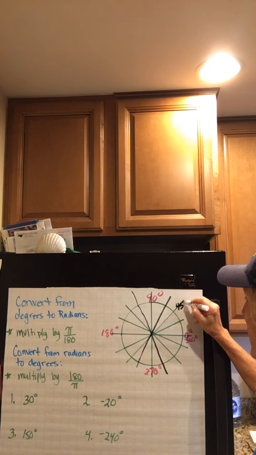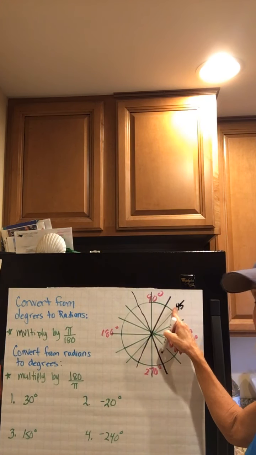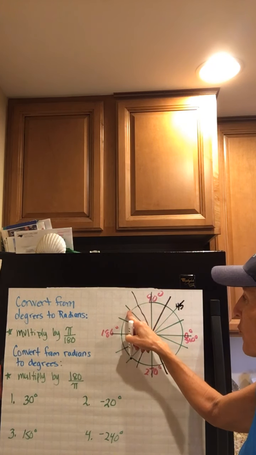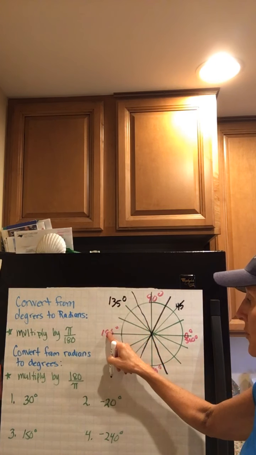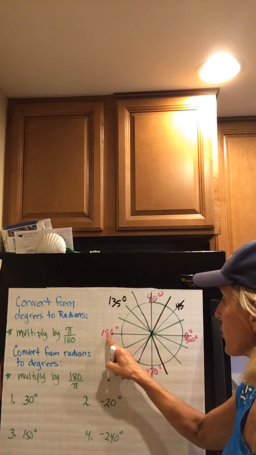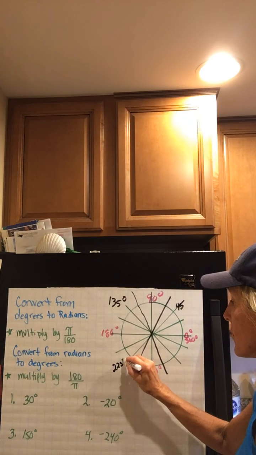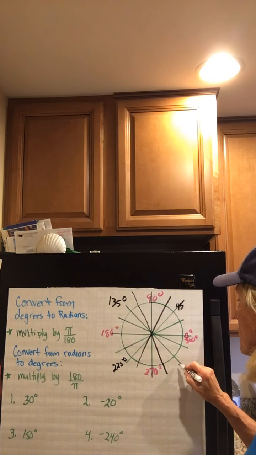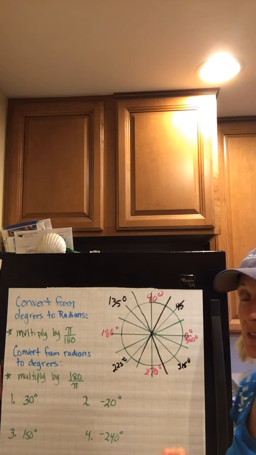So I cut 90 in half, I get 45, so 0 plus 45. 45 plus 45 is 90. 90 plus 45 is 135. Plus 45 is 180. Plus 45 is 225. Plus 45 is 270. Plus 45 is 315. And plus 45 is 360.